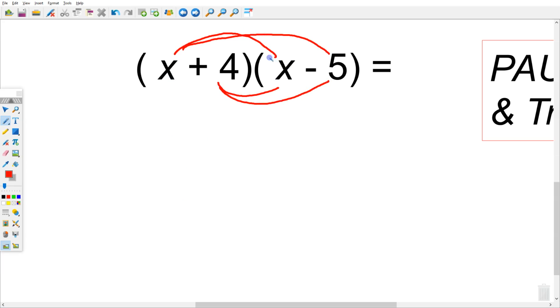So the first one, x times x, is going to give us x squared, and we do x times minus 5, which is minus 5x. Then we're moving on to the 4. We do 4 times x, which is positive 4x, and then 4 times minus 5, which is negative 20. Our two middle terms are both like terms, so we can combine them to get minus x, negative 5 plus 4. We have minus 1x left over, and then negative 20.